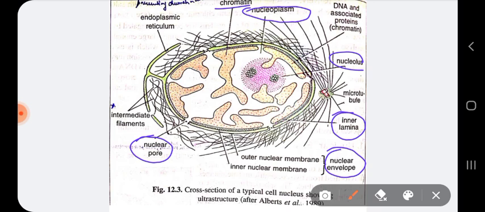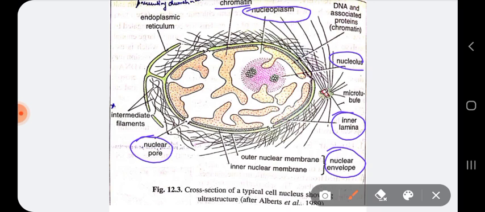notes. First of them, it controls the genetic information of the cell, and thus the hereditary characteristics of an organism are regulated by this nucleus. Okay, it also controls the protein and enzyme synthesis. Third, it controls the cell division and cell growth, because without karyokinesis, your nuclear division will not occur.